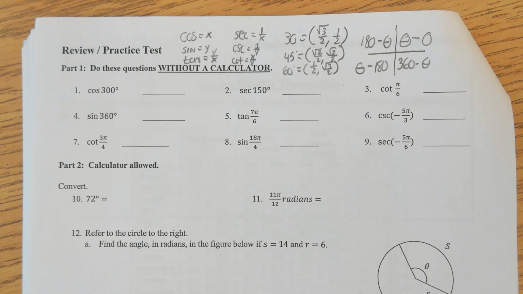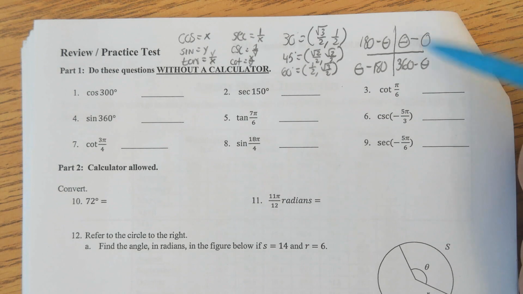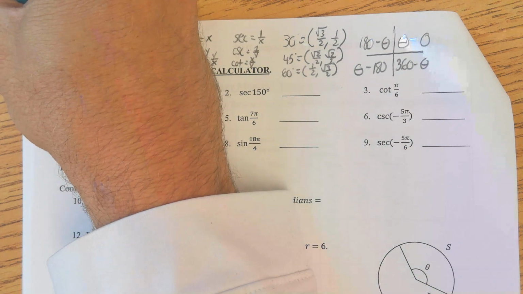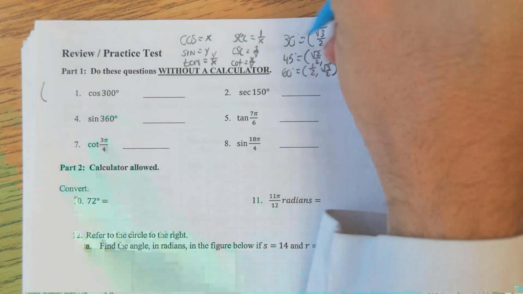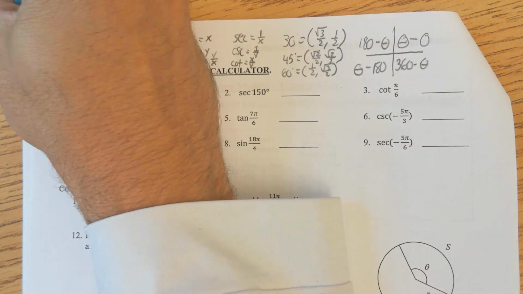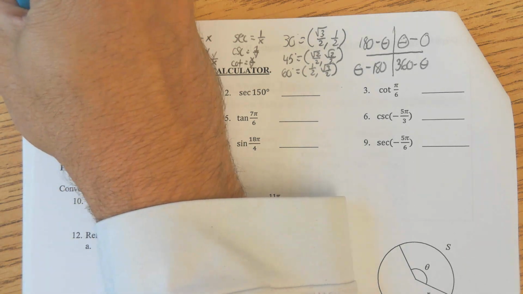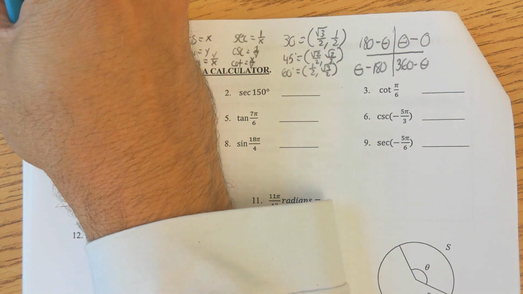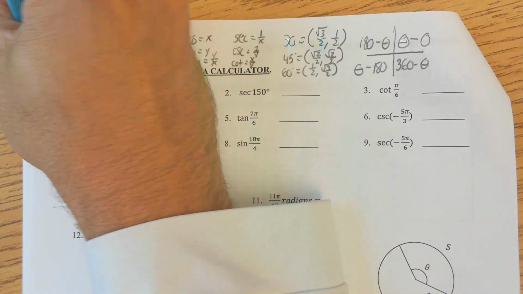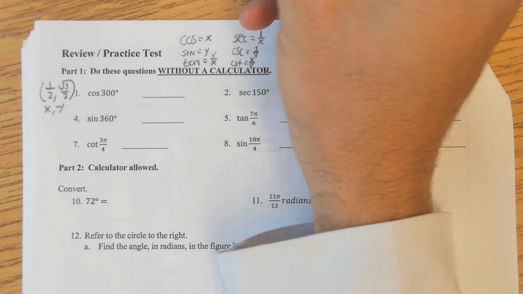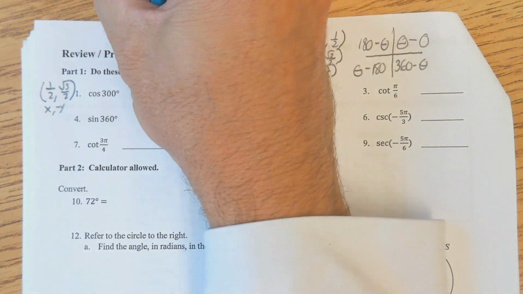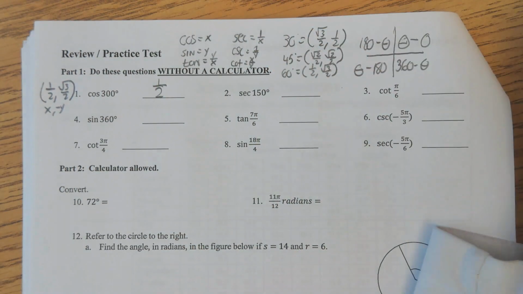Okay, so cosine for 300 degrees, that's in quadrant 4. So if I do 360 minus theta, that gives me 60. My reference angle is 60 degrees. Okay, so that means I'm using 1/2, root 3 over 2. Now I'm in quadrant 4 there. So in quadrant 4, x is positive, y is negative. Okay, and so what is cosine equal to? Cosine is equal to the x value, so cosine of 300 degrees would just be 1/2.